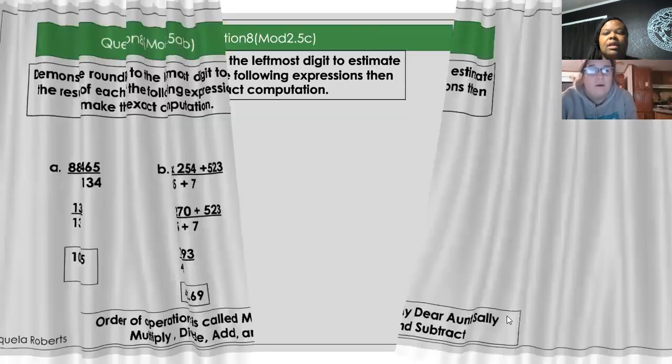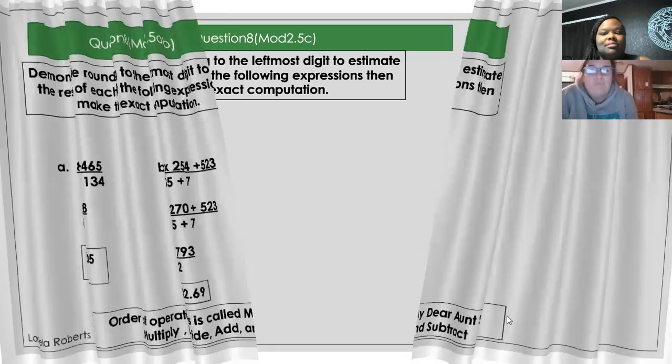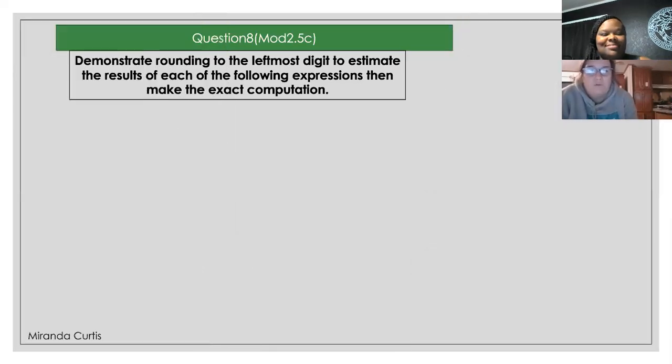So, Miss Dominique, demonstrate rounding to the leftmost digit, estimate the results of the following expressions, make the exact computation. Well, Miranda, do you mind just taking over this question again to get us back on track?